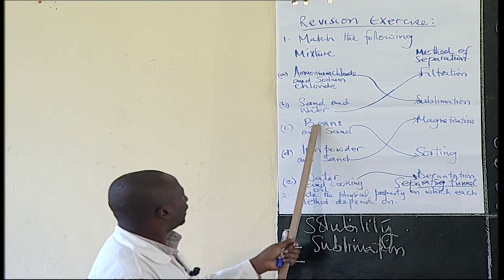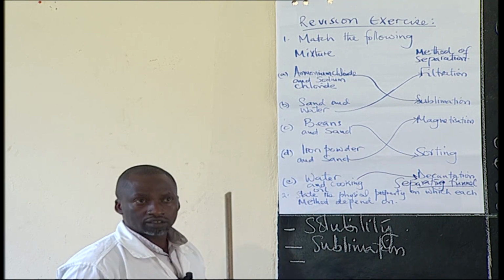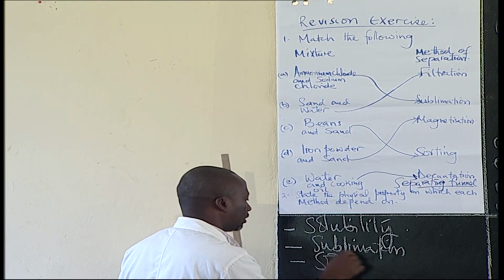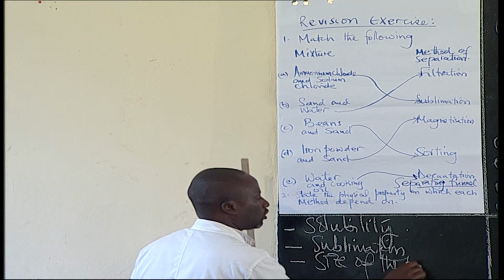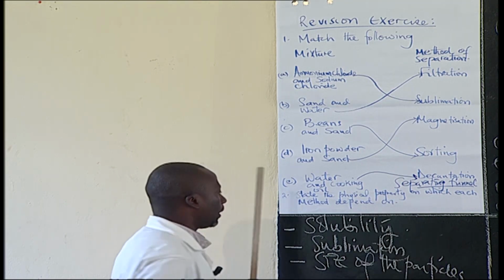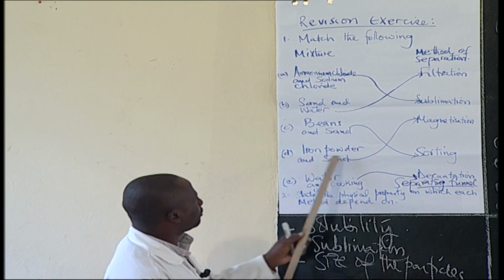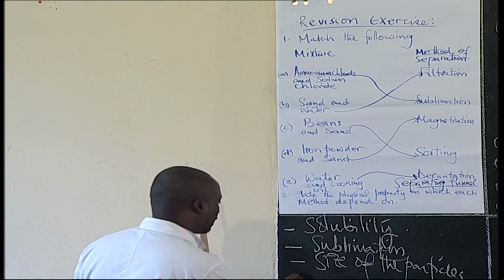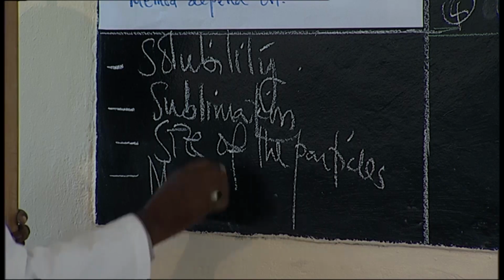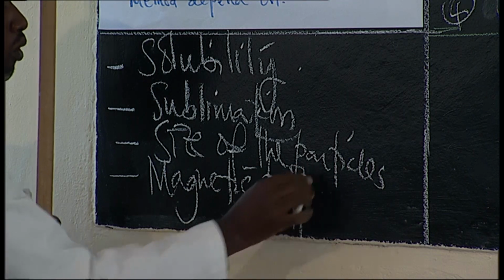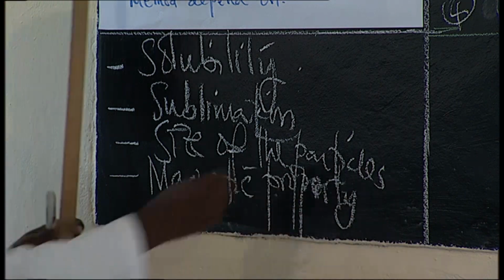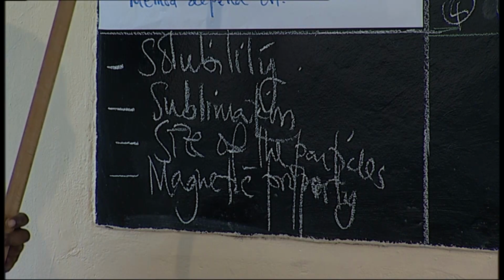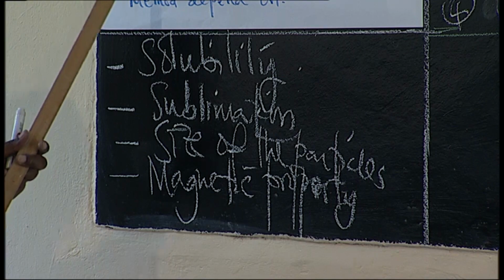For beans and sand, the physical property we are using is the size of the particles. And then if we go to the iron powder and the sand, we are using the magnetic property. One of the substances, the iron powder, is attracted by the magnet. So that is the magnetic property that we are using.